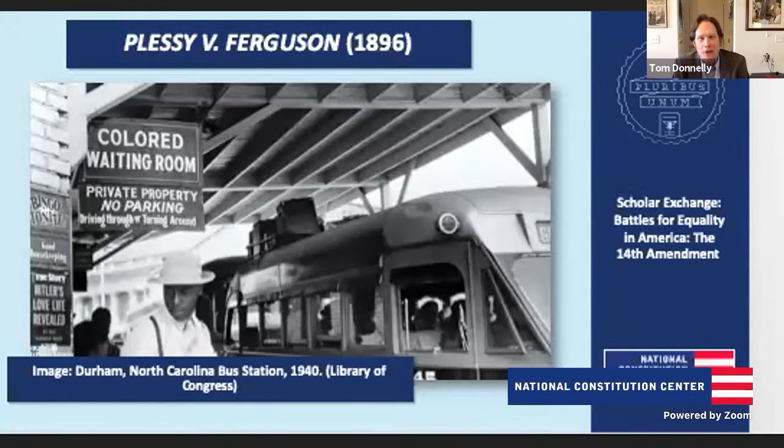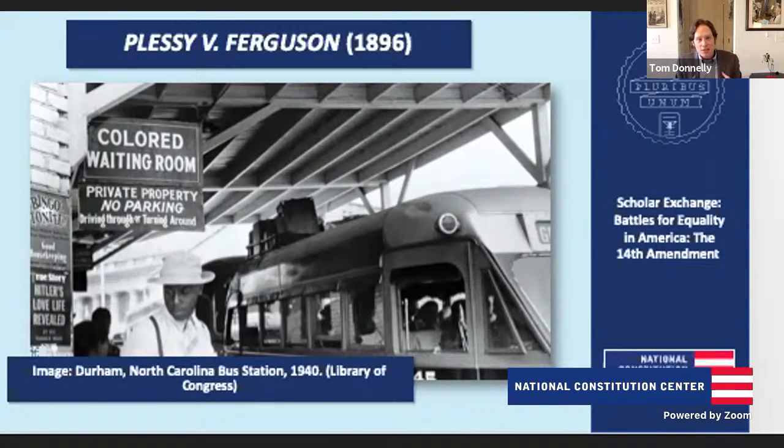Who's the justice that wrote the opinion? Well, it's Justice Henry Billings Brown. He's from Massachusetts. He was a judge in Michigan. He was appointed by a Republican president, Benjamin Harrison, the party of Lincoln. Many of his colleagues who were also Republican-appointed justices sign on to this opinion.